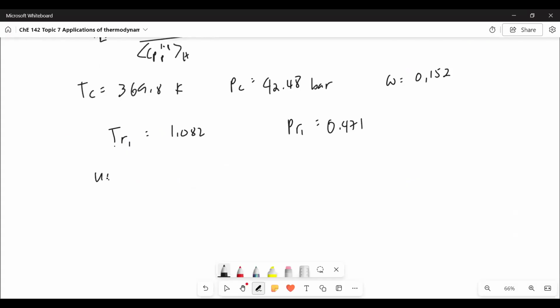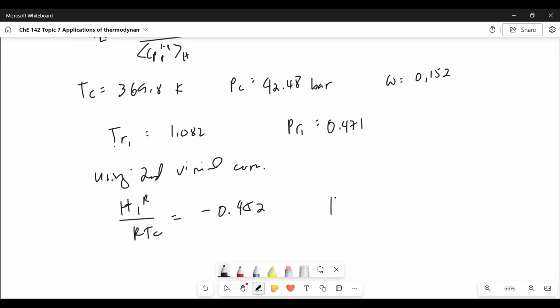So we write that using the second virial correlation, H1R over RTC is negative 0.452, and therefore H1R is negative 1390 joules per mole. Okay?